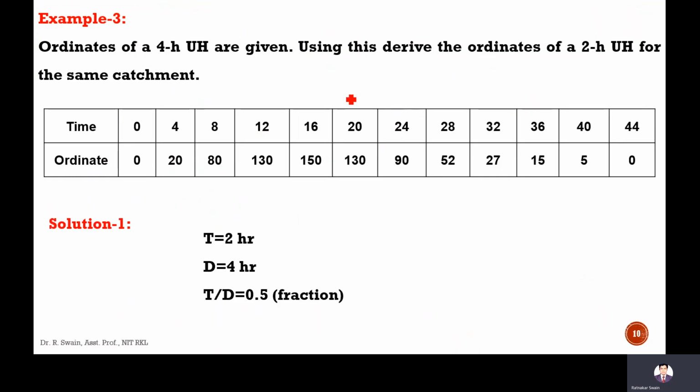Let's solve this one problem. Ordinates of a 4-hour unit hydrograph are given. Using this, derive the ordinates of the 2-hour unit hydrograph for the same catchment. So here, at a 4-hour gap, the ordinates are given.